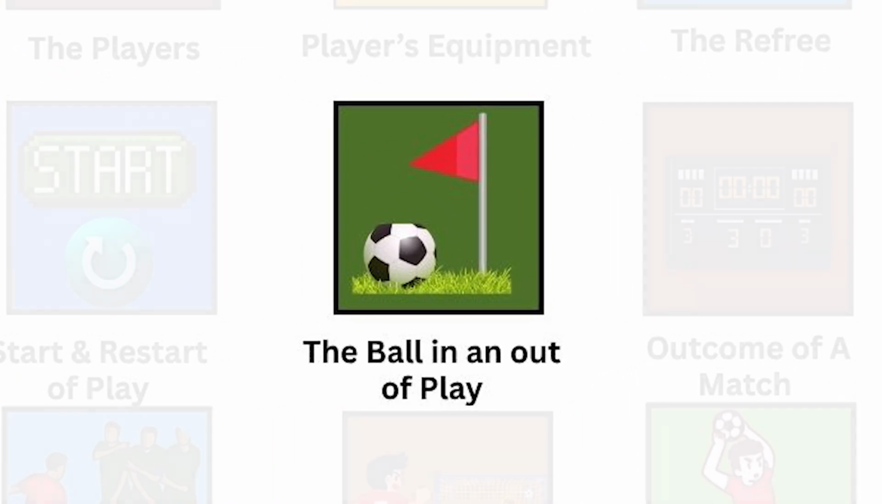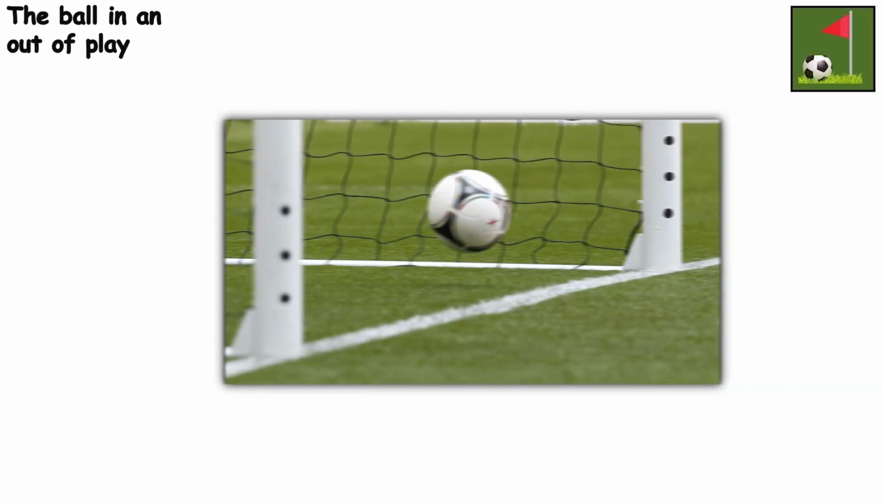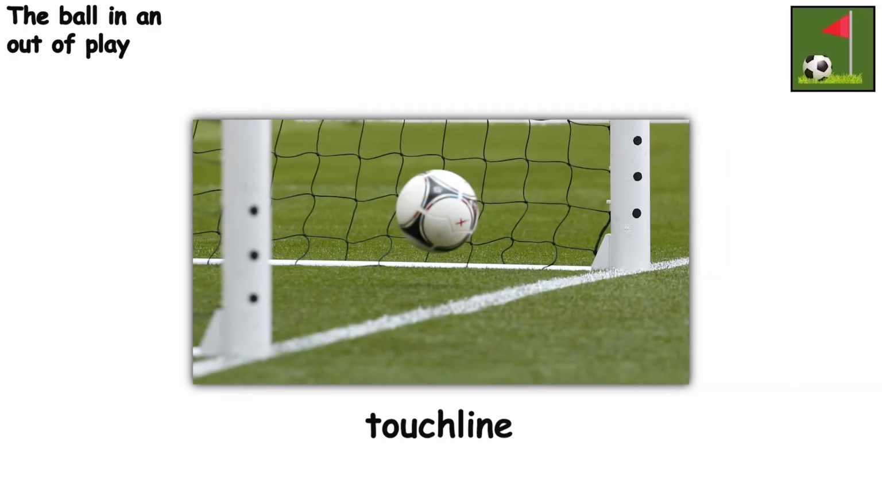Law 9. The ball in and out of play. The ball is out of play when it has completely crossed either the goal line or touchline, whether on the ground or in the air.